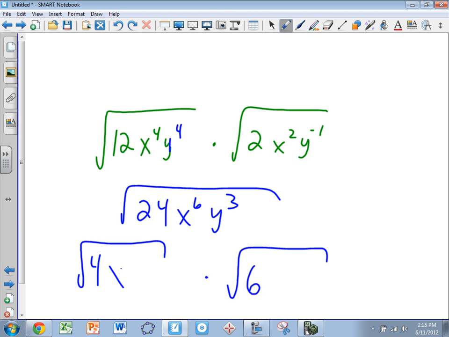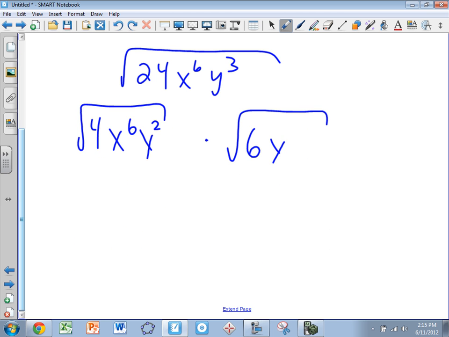But the 3 can't be. How many of the y should I put over here? 2. And then how many are left? 1. Okay, and now I can reduce. I know that the square root of 4 is 2, and 6 divided by the little 2 that's really here is 3. Okay, that's your answer for this kind of problem.